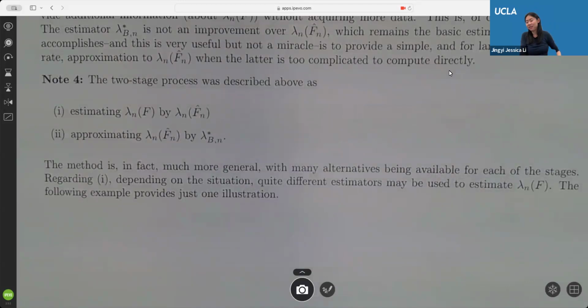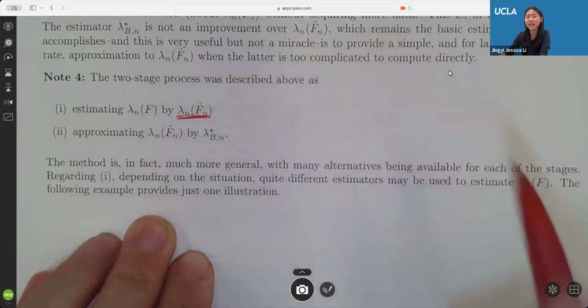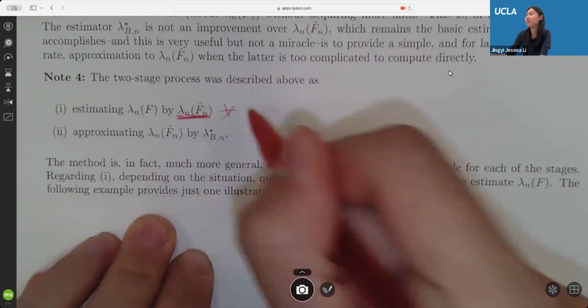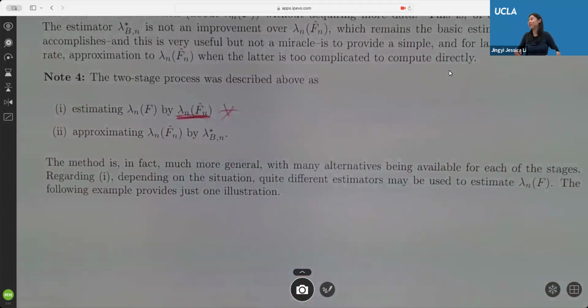Hopefully, you will now see that bootstrap is not magic. As I mentioned, the plug-in must still be a good estimator. That is the most important thing. If it's not, then nothing works.